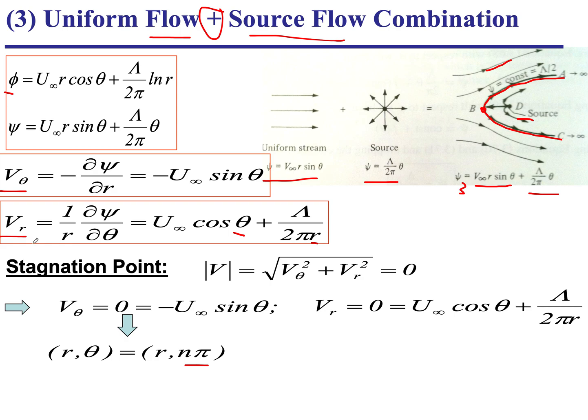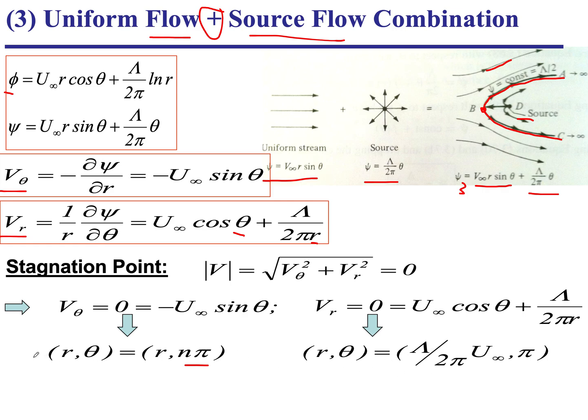And then let's look at vr. How do you get vr equal to 0? When this term is equal to the minus of that term. So you get cosine theta equals lambda over 2 pi r, and you get that for theta equal to pi and for r equal to lambda over 2 pi u infinity. So these are our two conditions.